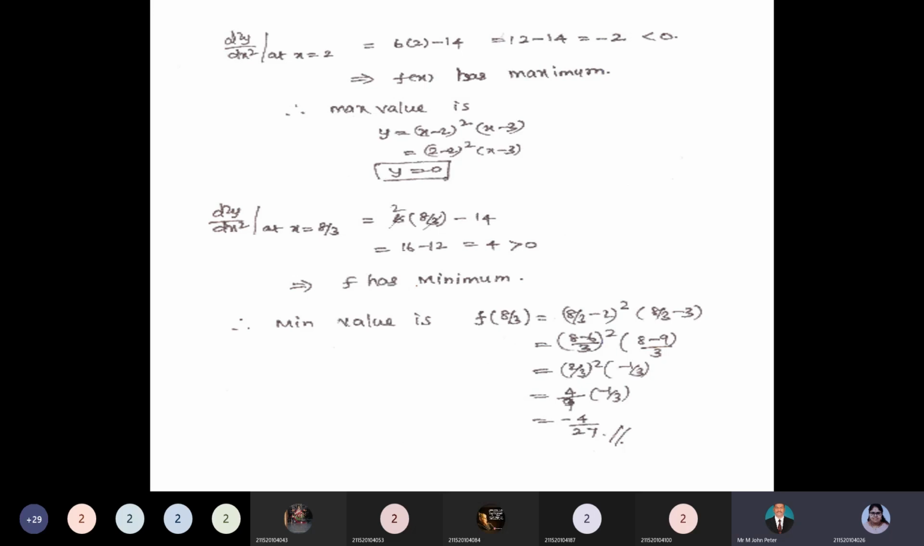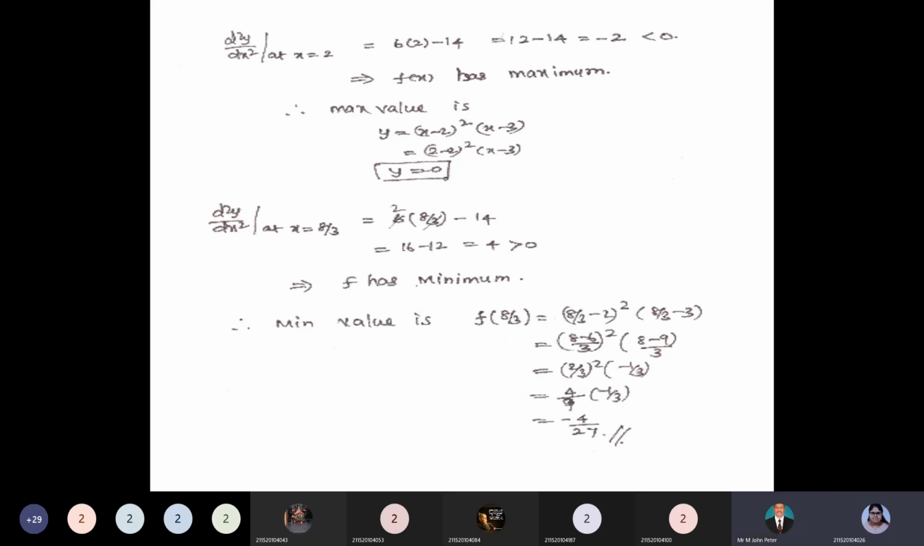So substitute it in the function x minus 2 whole square into x minus 3. That is 8 by 3 minus 2 whole square into 8 by 3 minus 3. For the first one, take LCM, you will get 2 by 3. For the second one, take LCM as 3, you will get minus 1 by 3. First one, 2 by 3 whole square is 4 by 9. Second one is negative, so hence minus 4 by 27. So the minimum value is minus 4 by 27 at the point x equal to 8 by 3.